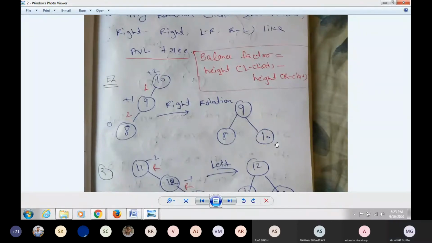Tell me yes or no. Till here, is it clear? You know already how we can rotate, how we can find the balance factor in the AVL tree, but I am just revising the concept. Is it clear for everyone? Tell me. Yes, sir.